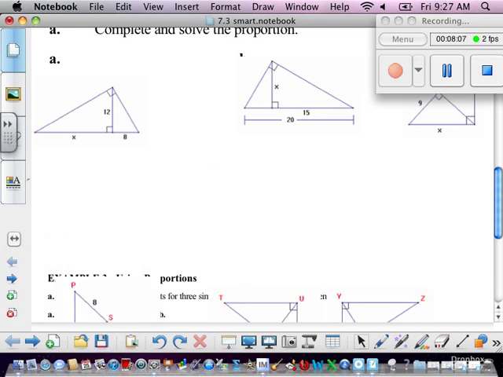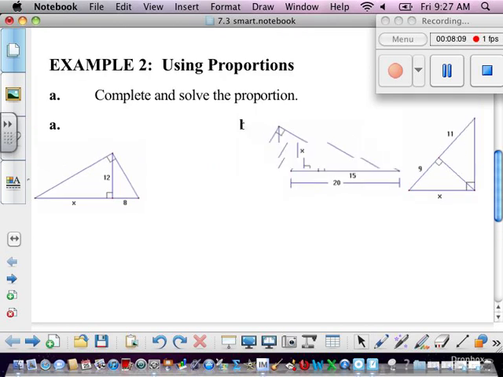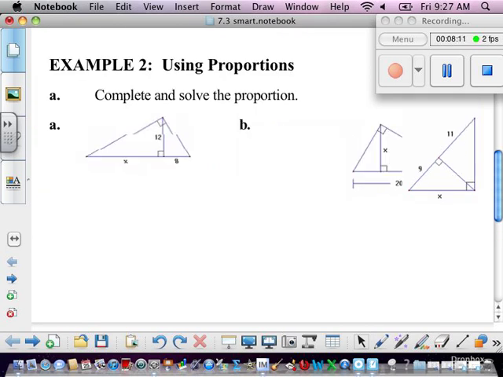So we're going to look at A. And A gives us this at the top. X over 12 equals question mark over 8.